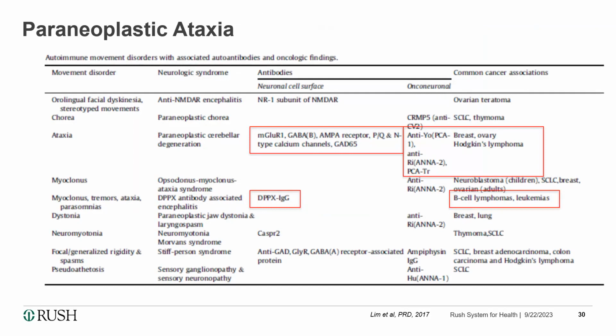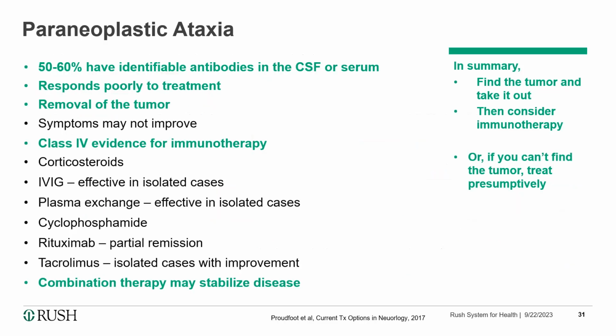Sometimes you can pick them up at very early stages and you can save the patient from having a later stage cancer and demise. So there are many antibodies that cause paraneoplastic ataxia. This is not uncommon for us to see if you're seeing a lot of ataxia. New antibodies are discovered all the time. Go ahead and advance to the next slide.